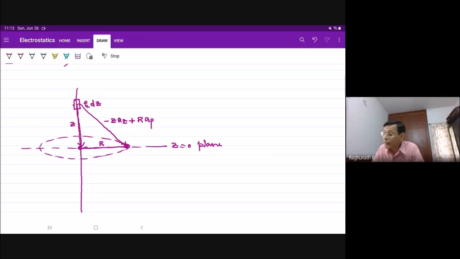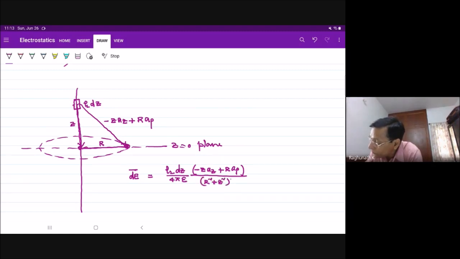Now, what is the electric field intensity dE bar? dE bar is equal to rho l dz by 4 pi epsilon, times (minus z a z plus r a r) by (r square plus z square) whole power 3 by 2.